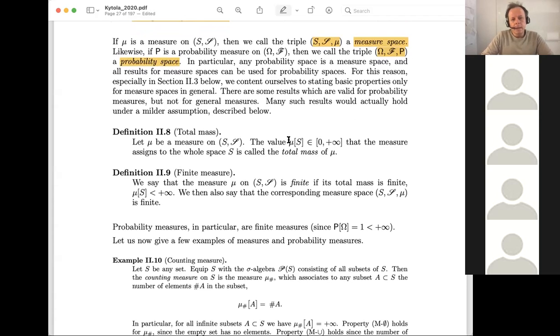We also note that for a general measure, the total mass could be infinite. It could also be 0. That's rather a trivial case, but this is possible for some measures. And we recall that the total mass of mu is the number that mu assigns to the full set S. And measures with finite total mass are called finite measures.